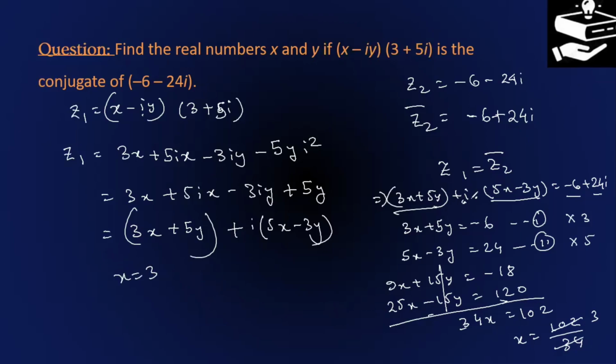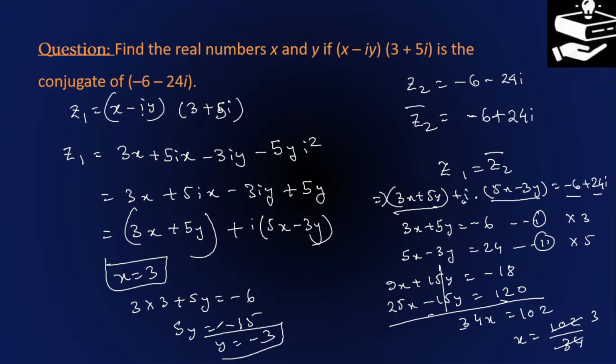Now let's put the value of x in equation number 1. So 3 times 3 plus 5y is equal to minus 6. So 9 plus 5y is equal to minus 6. So 5y will be equal to minus 9 minus 6, which is minus 15. So y will be equal to minus 3. Clear? So we are getting x is equal to 3 and y is equal to minus 3. And that will be my final answer. Is it clear? If it's not clear, please pause the video and check it again. Okay, let's move on.